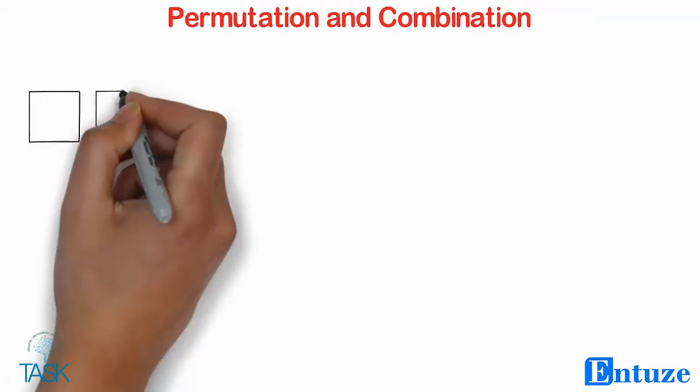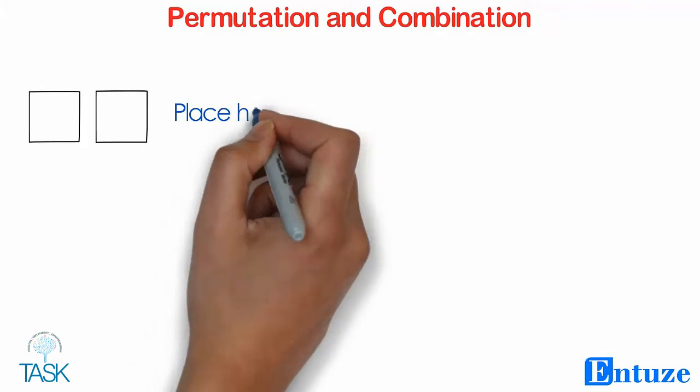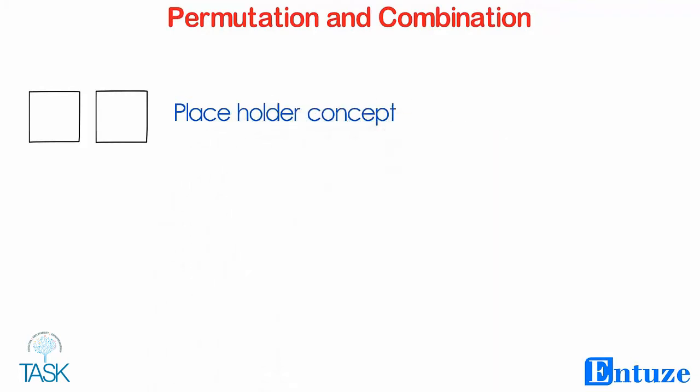Hi. Now let us start with permutation combination, and the most important concept here is a placeholder. Here, this box or something, we generally don't say it is a box, but you can say it is a placeholder concept. This placeholder concept is that you have to imagine a box.